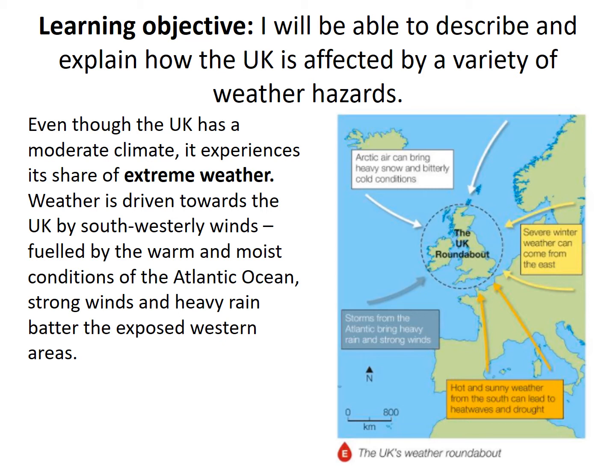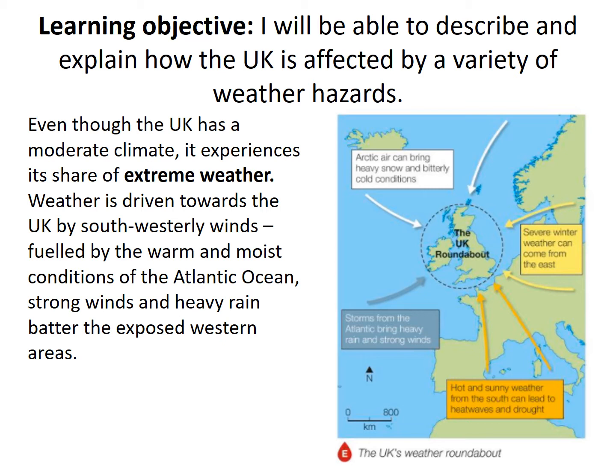But as well as that, because we are in between weather fronts, we sometimes get hot and sunny weather from the Mediterranean, from Spain and from Italy, which can sometimes bring us summer heat waves and droughts, which we have also had over the last few years. Again, we can also have Arctic air coming down from the north, bringing us snow, not so much at the moment, but we have had some fairly large periods of snow over the last few years.